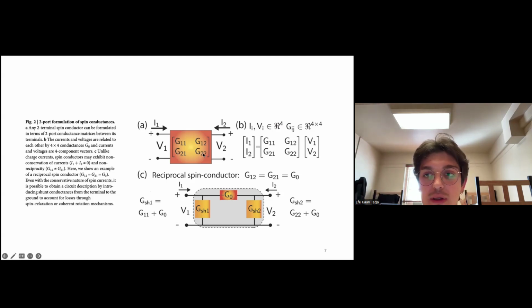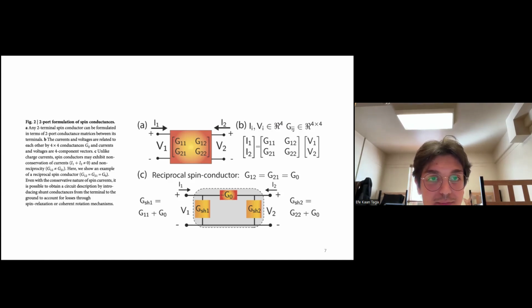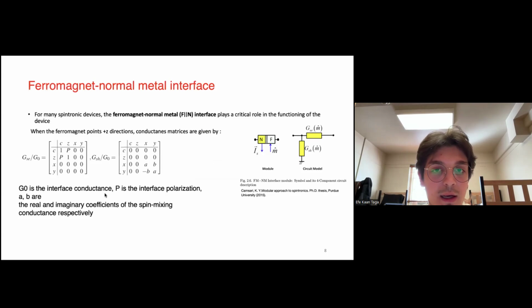We plug the terminal to the ground, so it is analogous to our normal microwave circuit or long transmission lines. And another important point is in our view, however, spin circuit formalism is much broader. Even though starting from microscopic theory may not always be necessary or possible, phenomenological four-component spin circuit models can still be obtained. And our first simple element is the ferromagnet normal metal interface. For many spintronic devices, the ferromagnet normal metal interface plays a critical role in the functioning of the device.